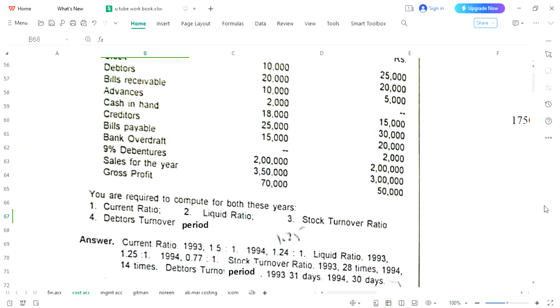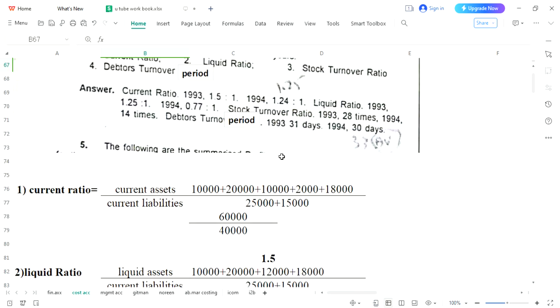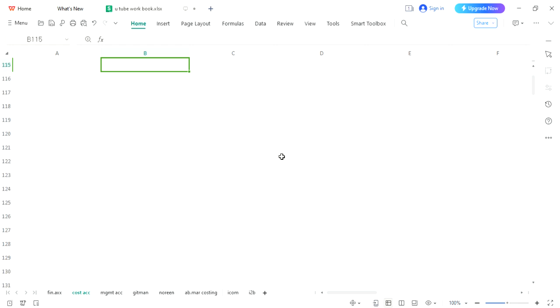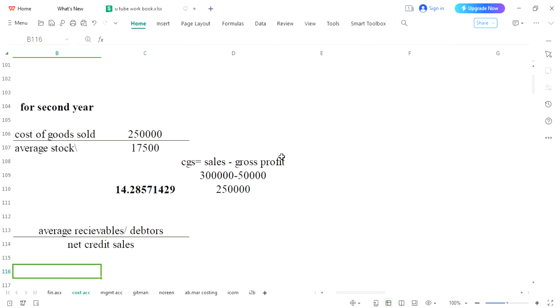And as you can see, in our question it's very interesting. This is your first time when you will see debtors and bills receivable. There are two receivables, 20 and 10. Normally you write only debtors, but the actual formula is average receivables. So debtors and bills receivable, there is nothing else. So 20 and 10 is your average receivables. That you will write over here, 20,000 and 10,000.